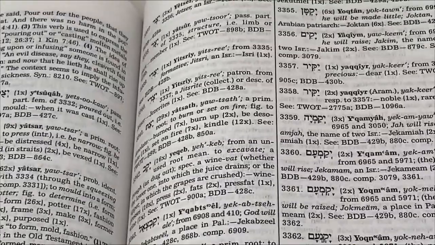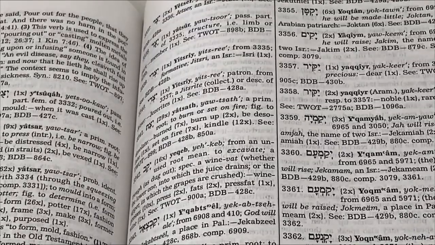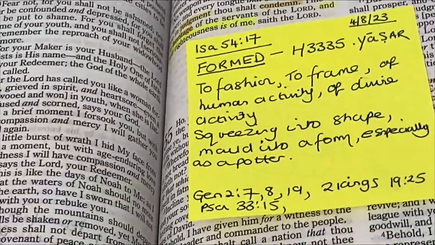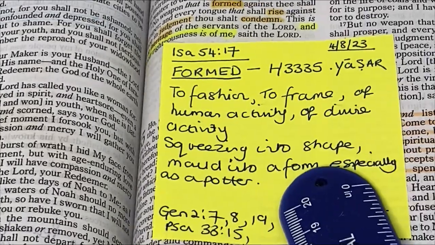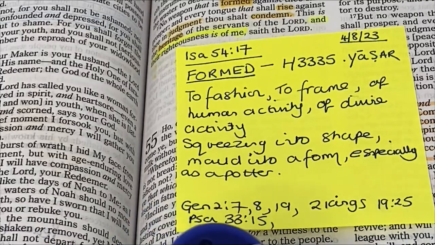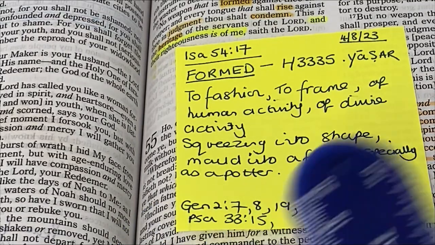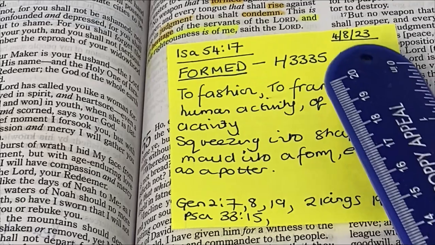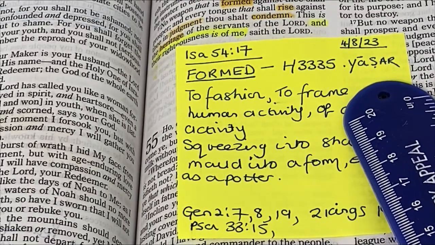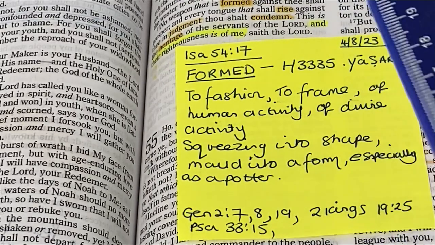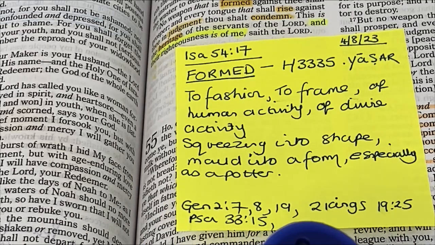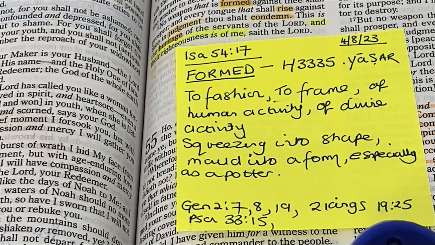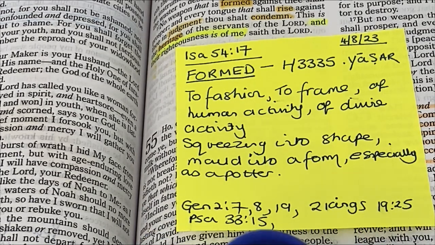So what I did for me when I was looking at the word formed, I wrote down the meaning of it, and then I wrote down other scriptures where this meaning of the word formed was used. So I've got here Genesis chapter 2, verses 7, 8, and 19. I've got 2 Kings 19, 25, and I have Psalms 33, 15.